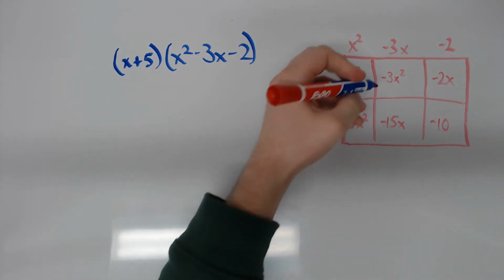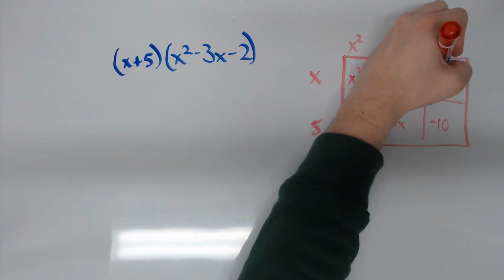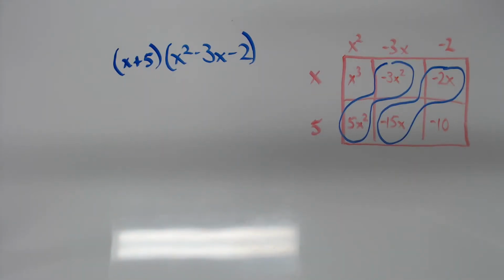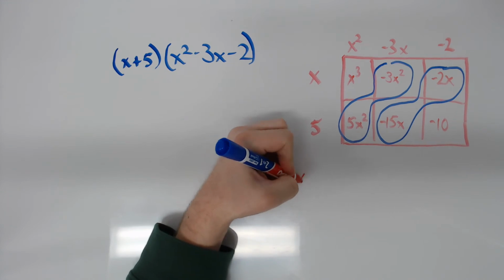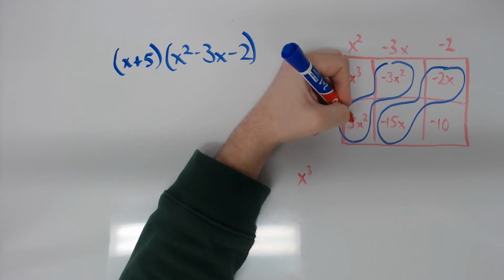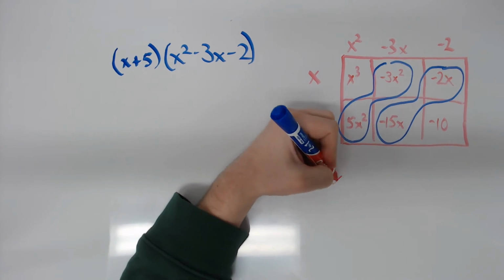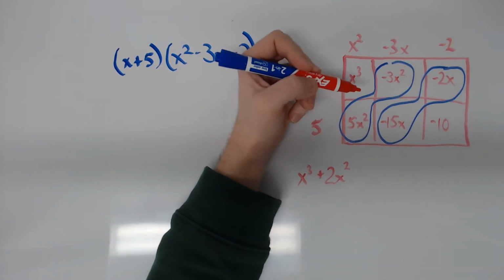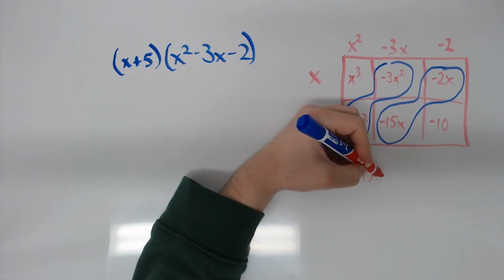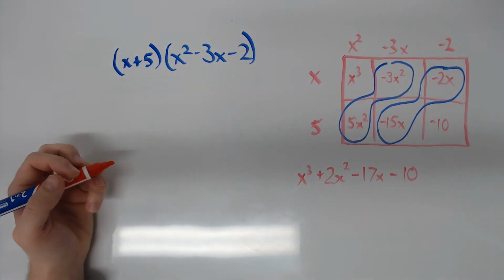So now let's circle different like terms. I've got 2 x squared terms. I've got 2 x terms. And now I'll write out my result. X cubed didn't have any like terms, so it's just x cubed. The x squared terms, 5x squared plus negative 3x squared. 5 minus 3 is 2, 2x squared. Negative 15x plus negative 2x. Those are both negatives, so they'll work together and make negative 17x. And then negative 10 didn't have any like terms, so it's just minus 10.